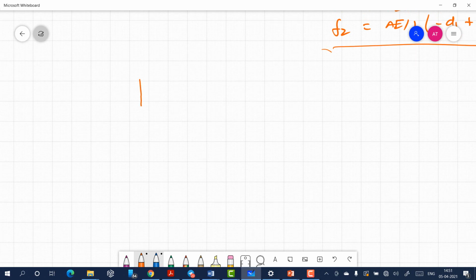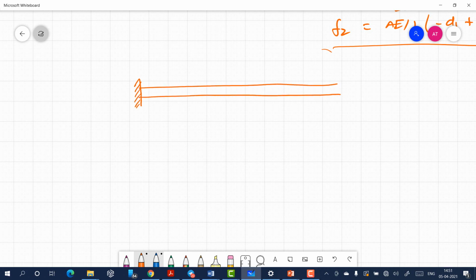So let us look at a bar which is fixed from both sides. Although it looks like a uniform bar, we are going to have some differences which we will discuss, but we will not show in the diagram. Let us divide this into three elements.